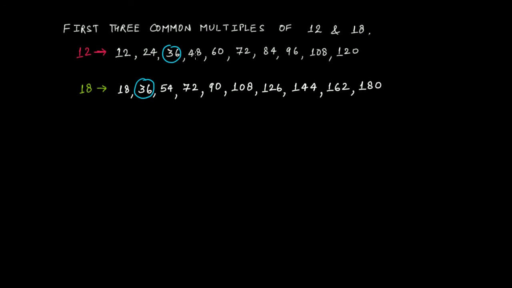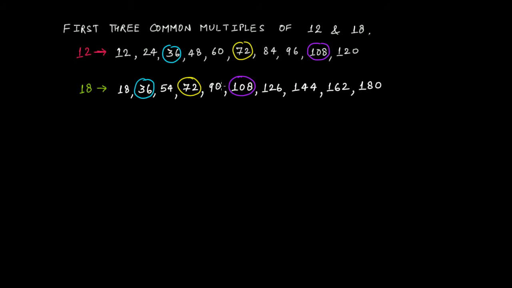The next one will be: you have 48 here, we don't have 48, you have 60 here, you don't have 60, you have 72 here. Yes, 72 is present here and 72 is present here. Then you have 84, we don't have 84 here. You have 96, we don't have 96 here. We have 108, yes, 108 is present here, 108 is present here.